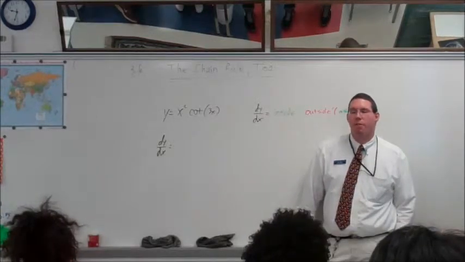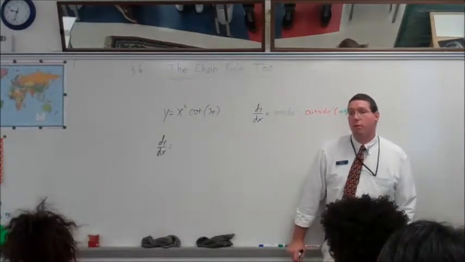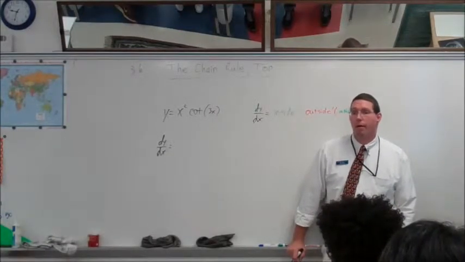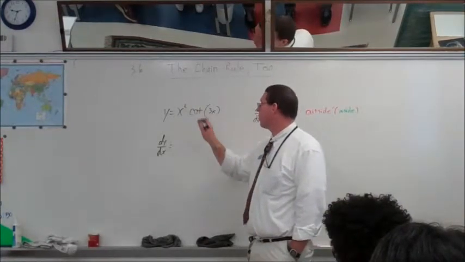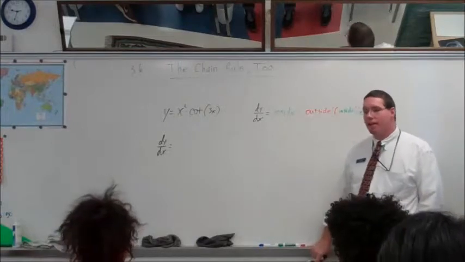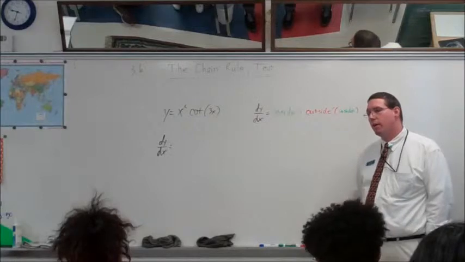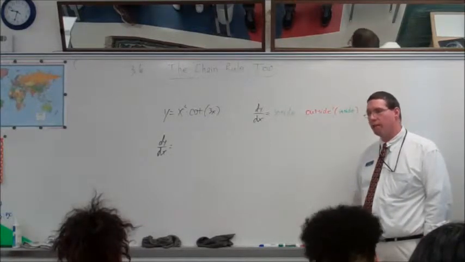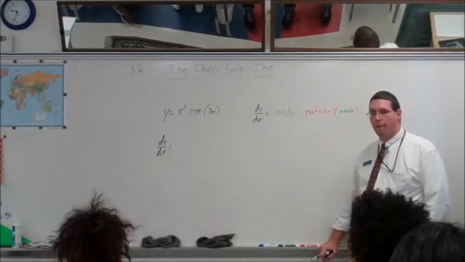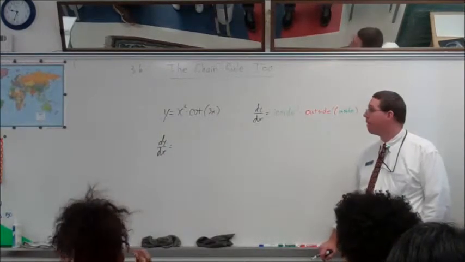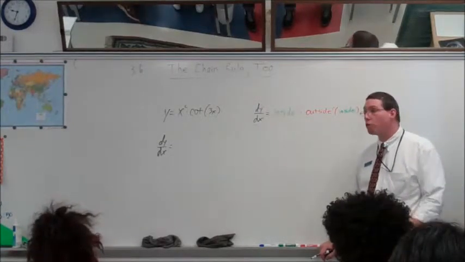Let me ask you this, Dorothy. What is it that you're looking at? A product. You are looking at a product. If you're good with this one, you have to be careful and know when you're looking at a product or a quotient. This is a product rule problem with the need for the chain rule. Is the inside 3x still? Yep. Just walk through the product rule.